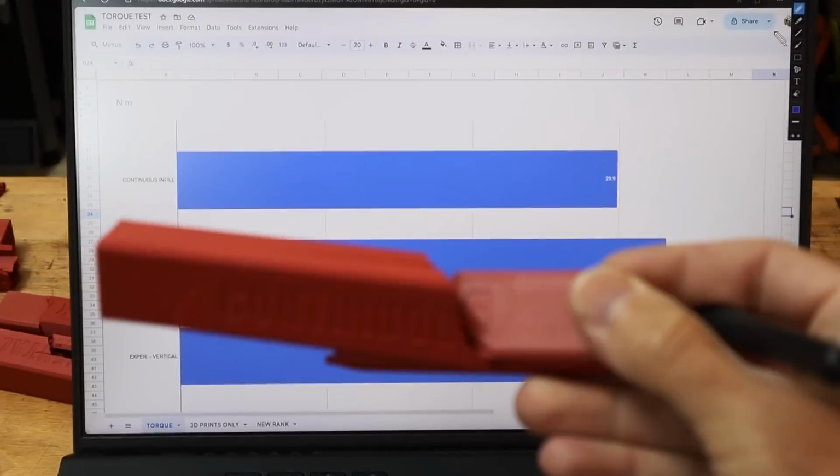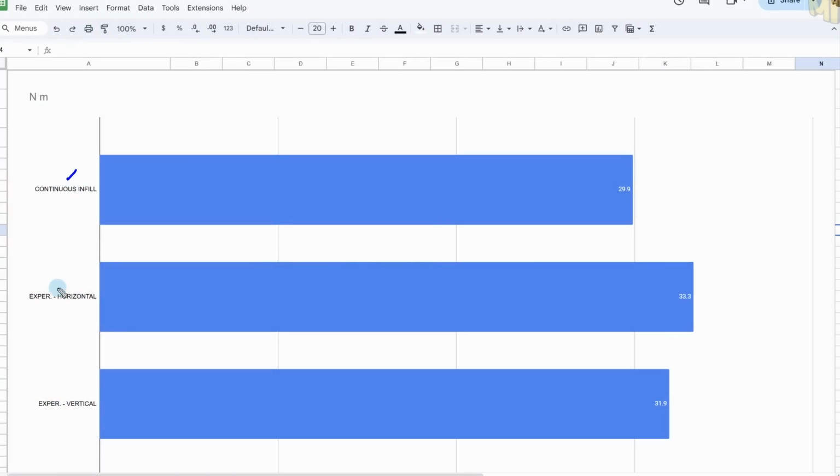So let's take a look at the results of the torsion testing. So we have continuous infill, we have the experimental horizontally printed and the experimental printed vertically. We have 29.9 newton meters for continuous with the infill. Experimental horizontally printed 33.3, experimental vertically printed 31.9. So here we have a 11% improvement, slightly more than 11%, and here we have nearly a 7% improvement.